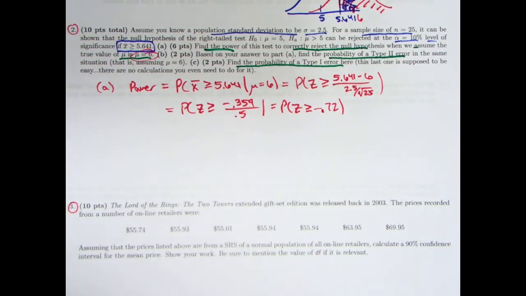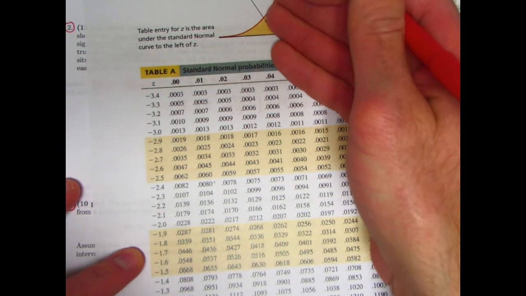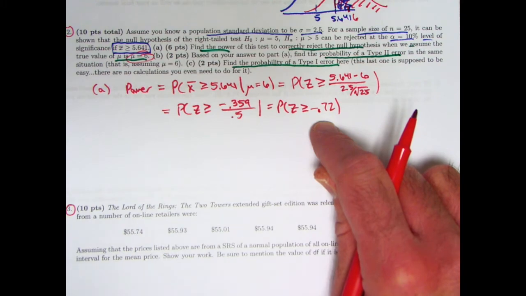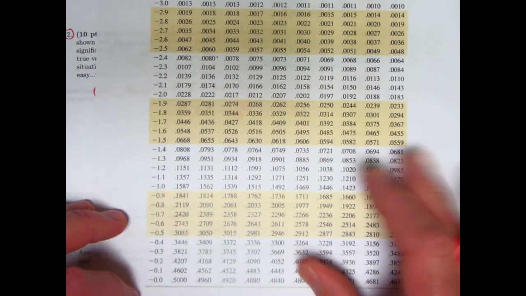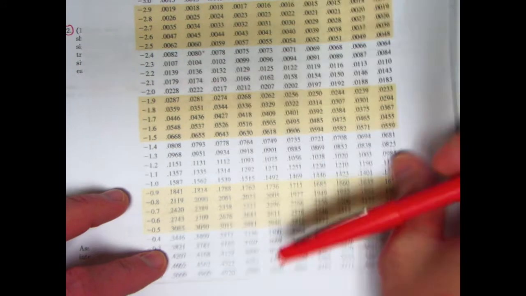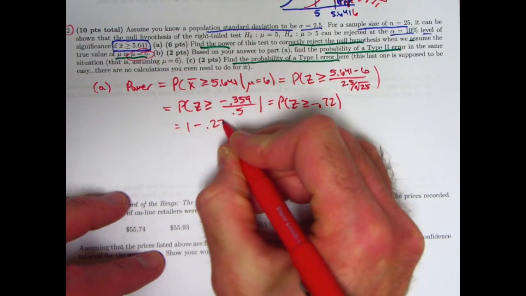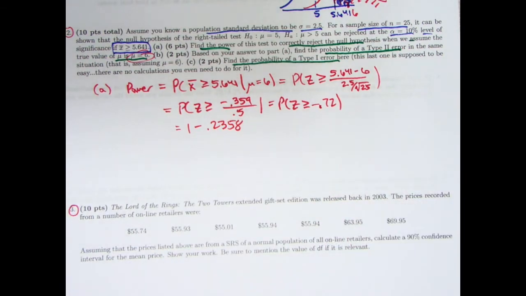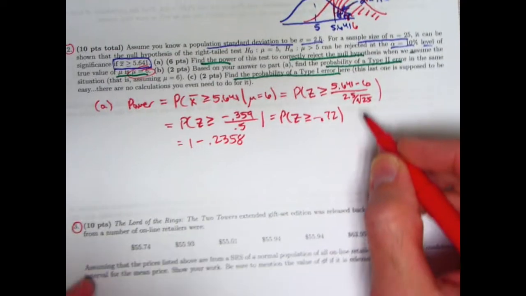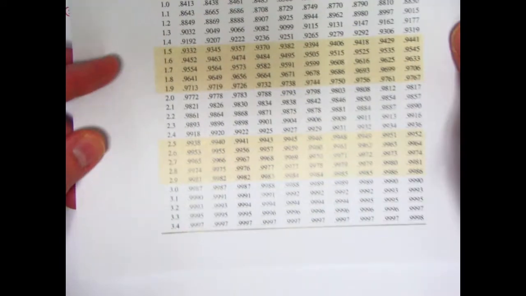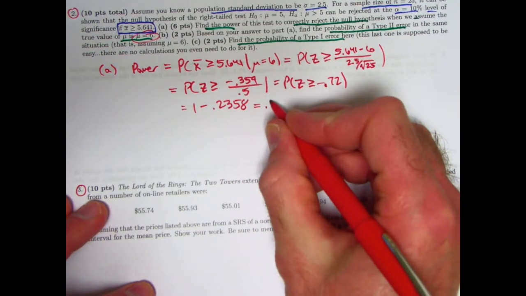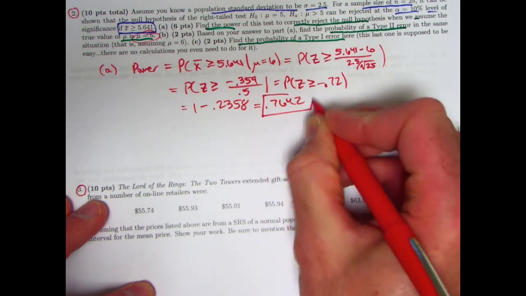Let's see here, where'd my table go? Here it is. So again, this kind of table gives you areas to the left. We want an area to the right. So if we use it based on z equals negative 0.72, we're going to need to do 1 minus 0.2358. You could do that without doing 1 minus. By symmetry, the area to the right of negative 0.72 would be the same as the area to the left of positive 0.72. 0.7642 right there. And that's what the subtraction does give you, 0.7642. That is the power of the test here.